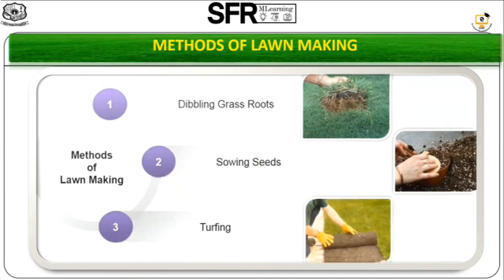Lawn making is an interesting subject. There are different ways of lawn making, but we are going to concentrate on only three types. The first is dibbling grass roots, the second is sowing seeds, and the third is turfing. In dibbling, they simply remove a previously established lawn, and the roots of those grasses are used for planting the new lawn. We place the roots at a distance and maintain them properly. It takes almost 6 months to establish a lawn through this method.